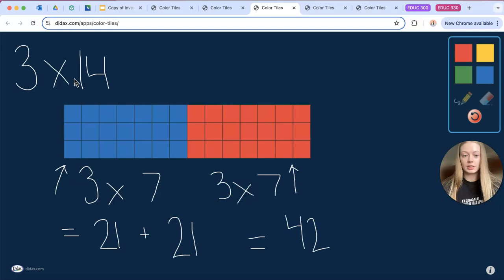For 3 times 14, I also just broke apart 14 into 7 and 7 right there. So then you are left with 3 times 7 on both sides, and you can visualize that it's split in the middle. So then when you do that, you get 21 plus 21 from both sides, which is 42, which is the same as 3 times 14.